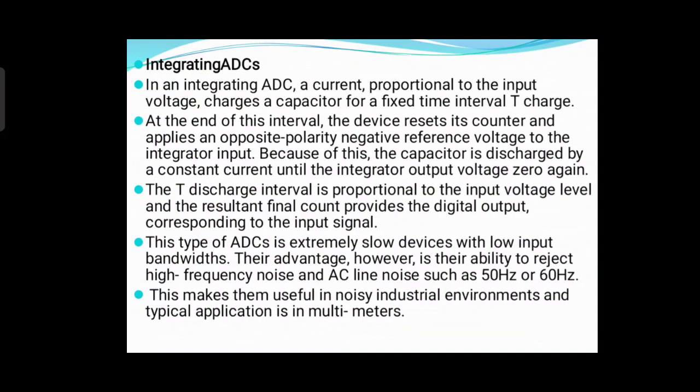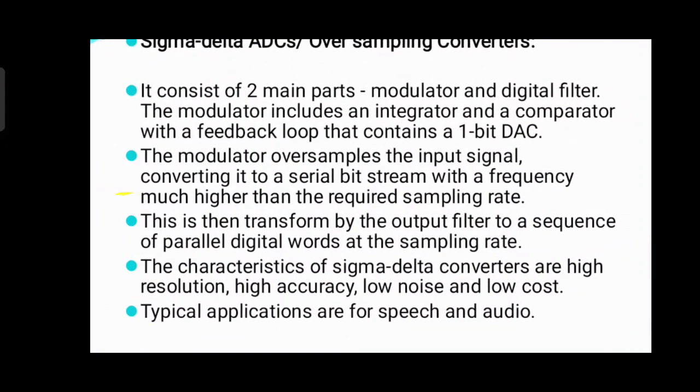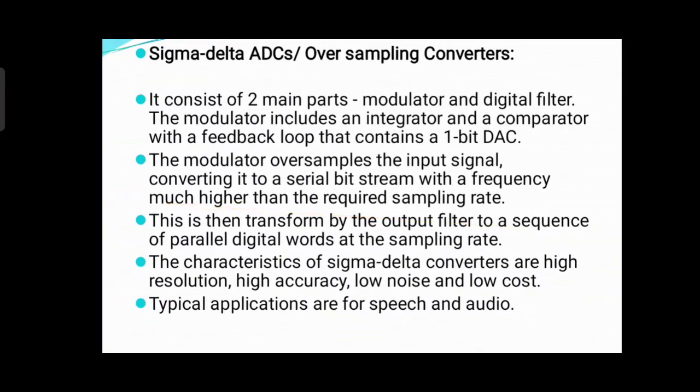Sigma delta ADCs. It consists of two main parts, the modulator and the digital filter. The modulator oversamples the input signal, converting it to a serial bit stream within the frequency. This is transformed by the output filter to a sequence of parallel digital words. Typical applications are for speech and audio.